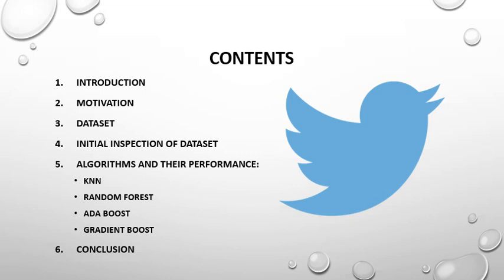The third talks about the dataset. Where do we get this dataset from? The fourth part talks about the initial inspection which we do on this dataset to clean the data, to format the data from its inconsistencies. The fifth part talks about the algorithm which we have used in this particular circumstance and the different performance metrics we gain through doing analysis on it. The sixth part talks about the conclusion, what we would recommend you to use in this particular scenario from the performance metrics which we got.